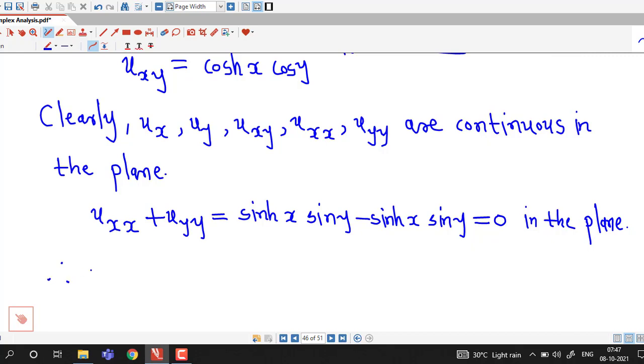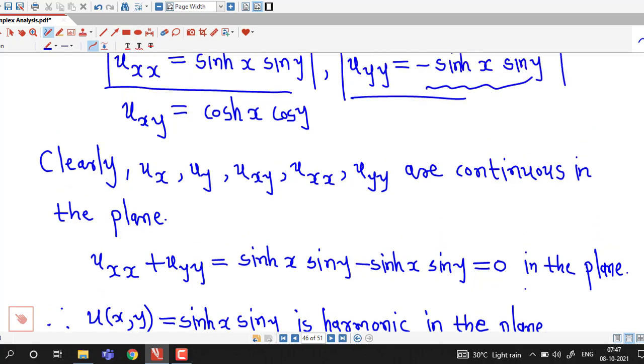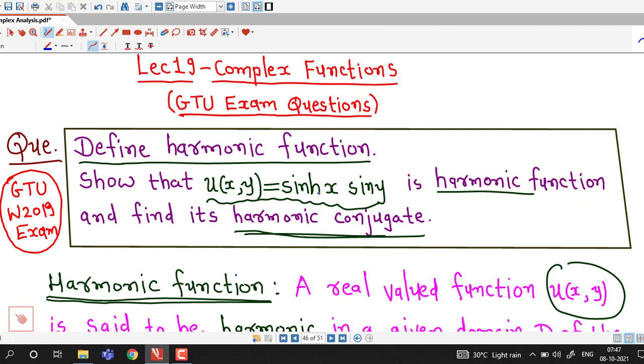So both the conditions are satisfied, therefore u(x,y) is sine hyperbolic x into sine y is harmonic in the complex plane, or is harmonic in the plane. Plane means here we consider xy plane, or we can say complex plane, or we can say that this function is harmonic in the plane. Now we have done first part. We have shown that u equal to sine hyperbolic x sine y is harmonic function. Now we have to find out harmonic conjugate of this function.